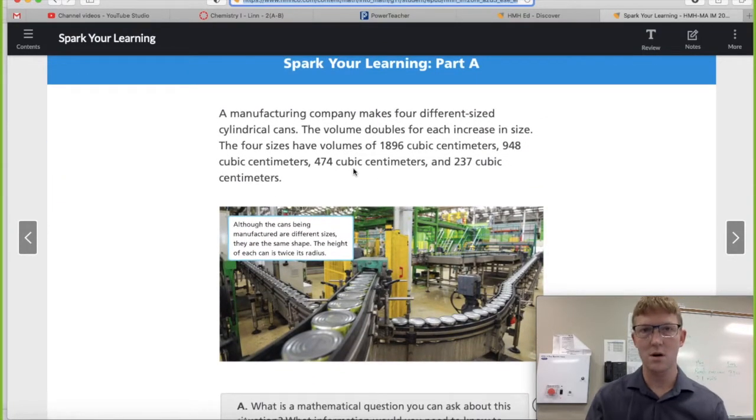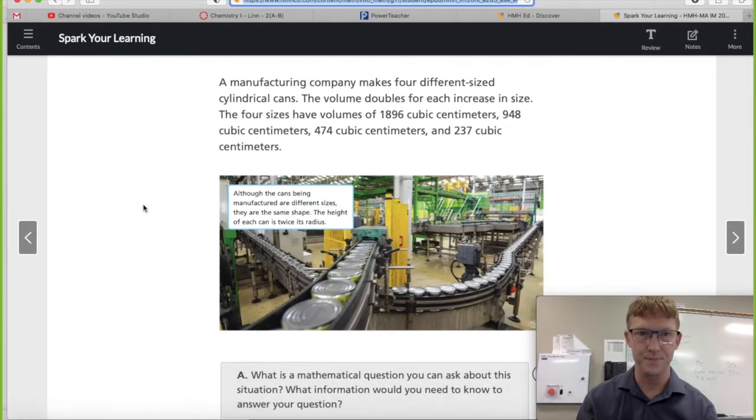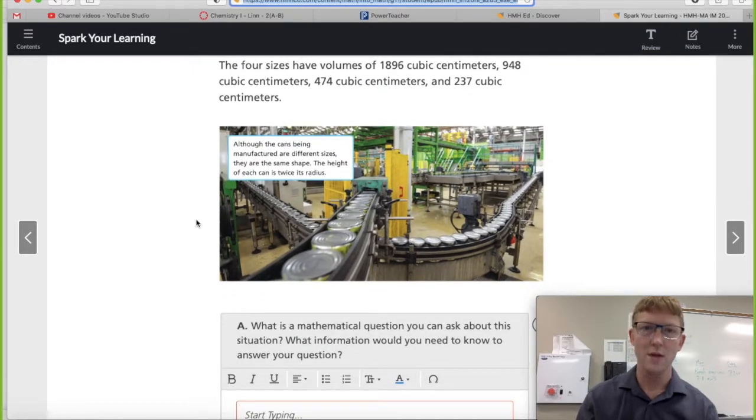So here's our Spark Gear Learning, Part A. The manufacturing company makes 4 different size cylindrical cans. The volume doubles for each increase in size. The 4 sizes have volumes of that, and that. Although the cans are manufactured in different sizes, they are the same shape. The height of each can is twice its radius.